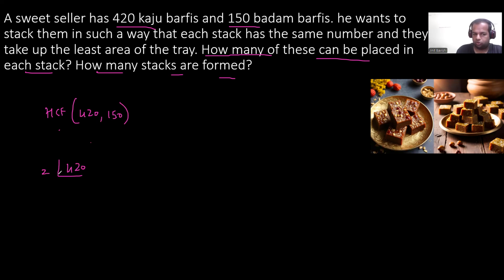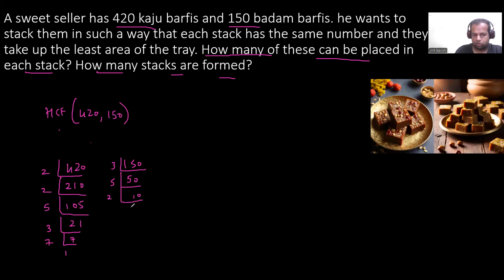420 is 2 times 210, and again 2 times 105. And this is an odd number. So we've got 5: 5 times 21, 3 times 7, and 7 once. So the factors of 420 are 2, 2, 3, 5, 7. Now 150's factors are easier: 3 times 50, 5 times 10, 2 times 5, and 5 once.